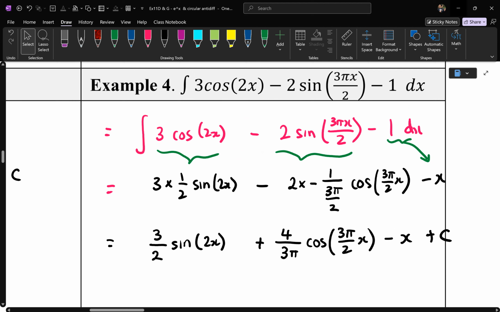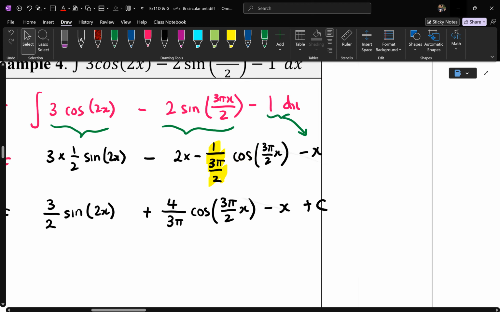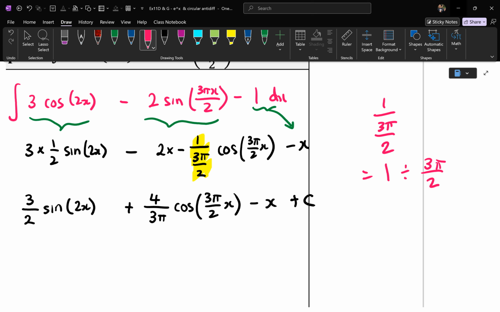Again, cos becomes sine, so there's no negatives there. K is 2, so it's 1 on 2. This one's a minus there, but double negative, so make sure you didn't screw up with the sign, so it should be plus. Careful with 1 divided by 3 pi on 2. A lot of students struggle with this bit. For those who do struggle with 1 divided by 3 pi on 2, rewrite it as 1 divided by 3 pi on 2, and you're more likely to make it right.